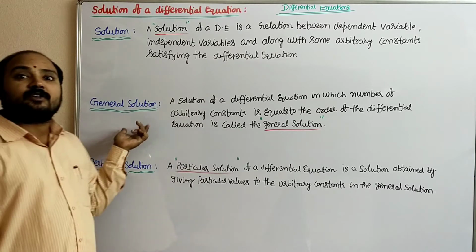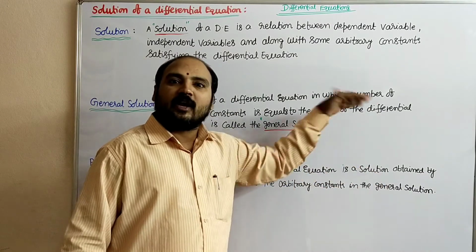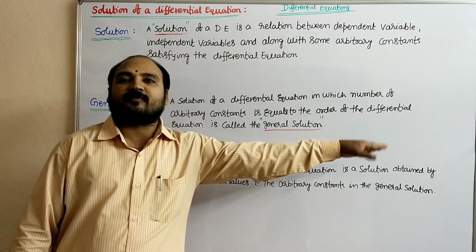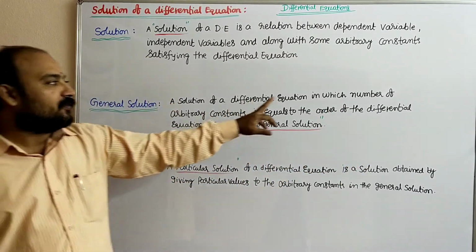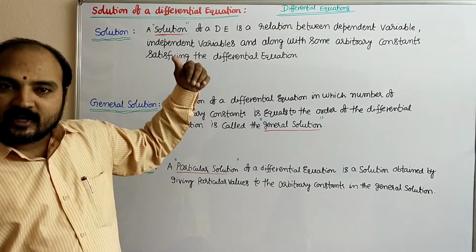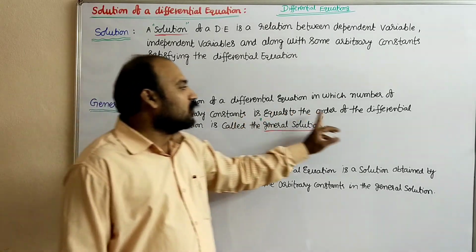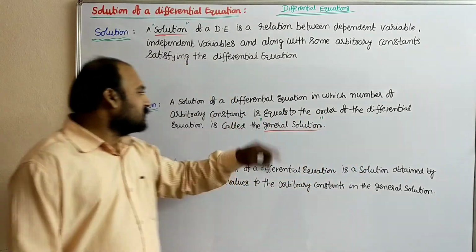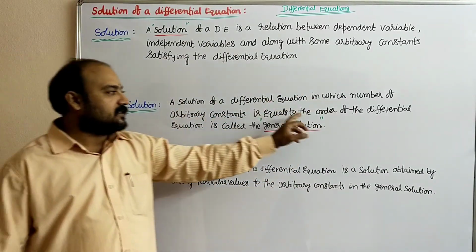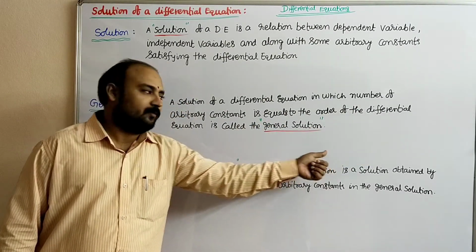First we will discuss general solution. What is meant by general solution? It is a solution of a differential equation in which the number of arbitrary constants is equal to the order of the differential equation. Suppose two arbitrary constants are there, then the order of the differential equation is 2. That is the reason: a solution of a differential equation in which the number of arbitrary constants is equal to the order of the differential equation is called the general solution.